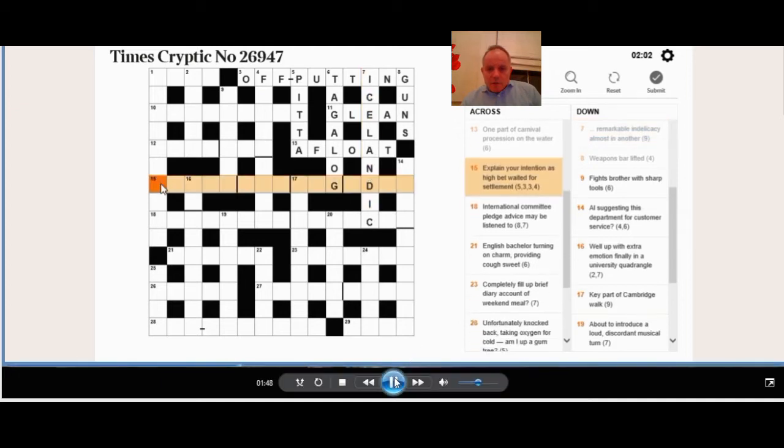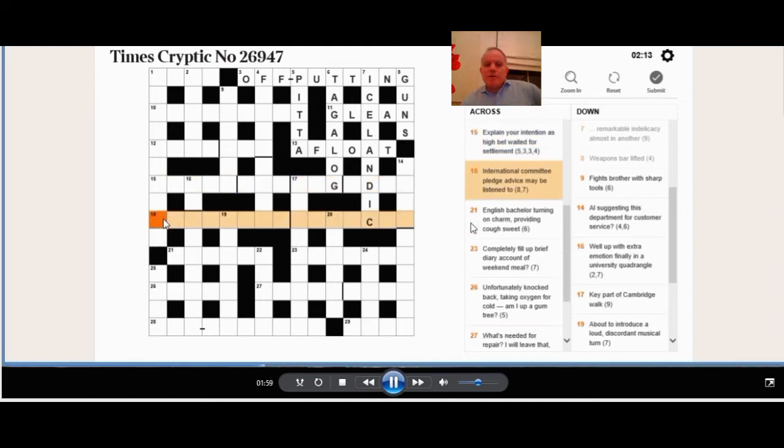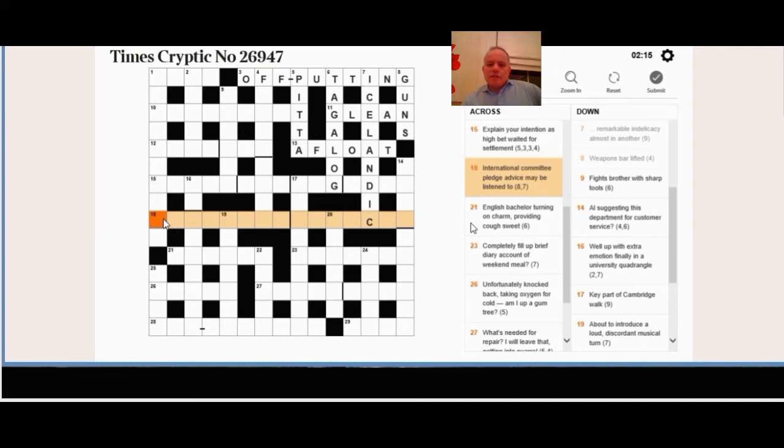Now, 15 across, the definition almost certainly is explain your intention. So if you can think of a phrase that fits the 5-3-3-4 enumeration and fits in there, you're well away. And I couldn't at first. So I tried the other long answer, 18 across, where international committee, same sort of principle, that looks like the definition. So I'm looking for some sort of international committee that will fit 8-7 with a C where I have it. And in goes Security Council, the United Nations Security Council.